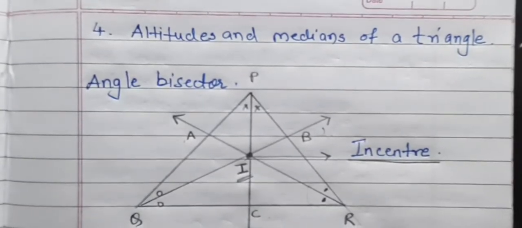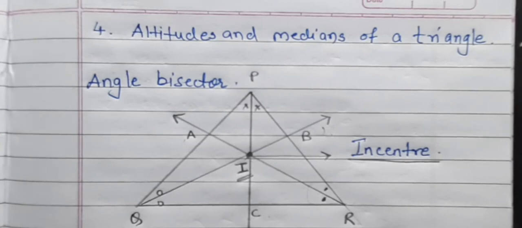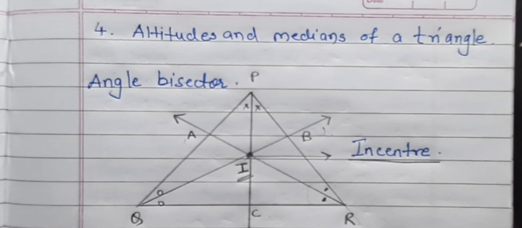Good morning, students. Here we begin with the next topic, that is altitudes and median of a triangle. The very first thing that we are going to discuss is about angle bisector and perpendicular bisector. So what is an angle bisector? The line which passes through the vertex and lands on the opposite side of a triangle and divides the angle into two equal parts is known as angle bisector.